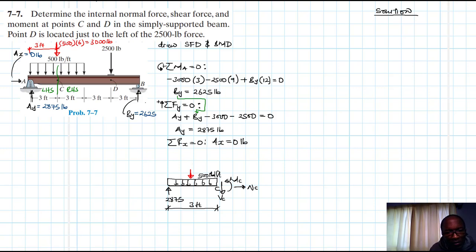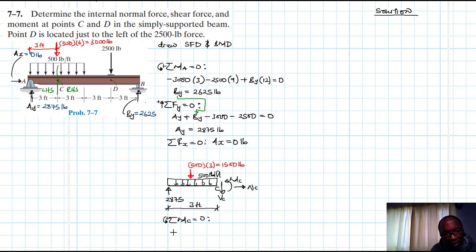Therefore, this load becomes 500 times the length 3, which is equal to 1500 pounds. Alright, so summation of moments about point C equal to 0 and clockwise being our reference.